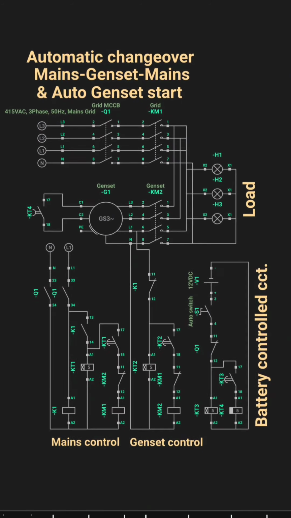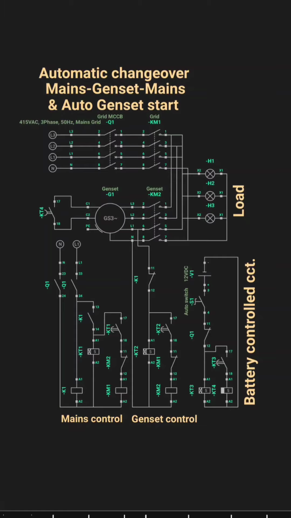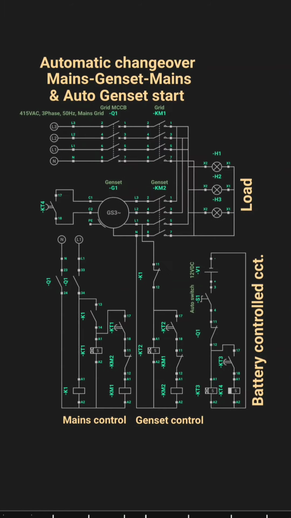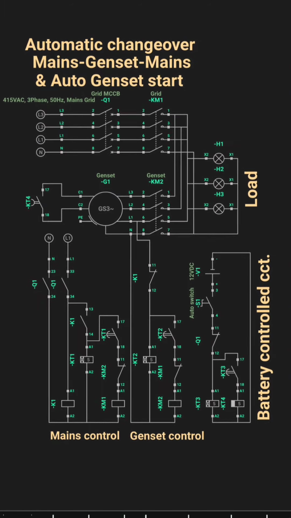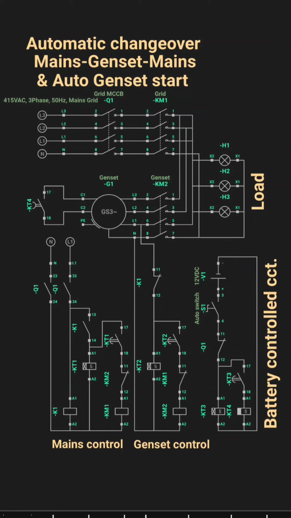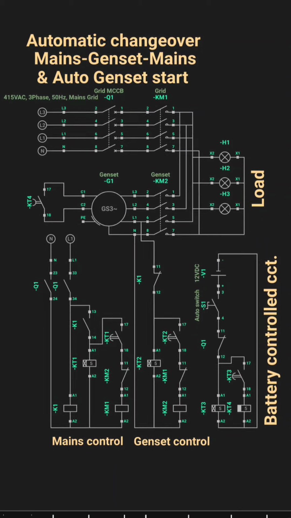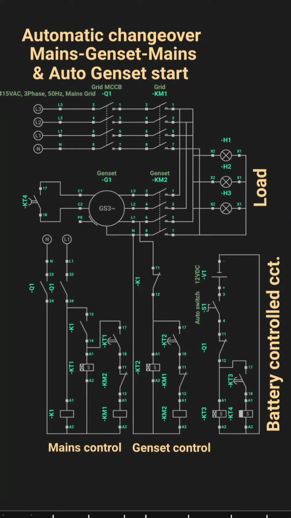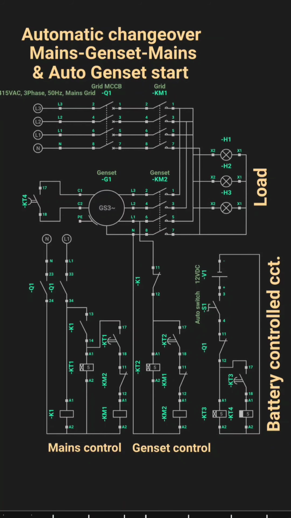Guys, today we are going to learn about a very useful, very common circuit that is used in industry as well as domestic buildings. This is called automatic changeover, mains to genset and genset to mains, plus auto genset start function.